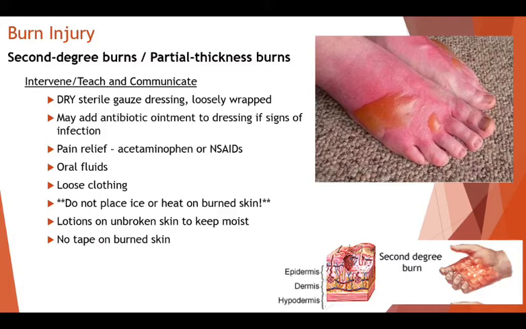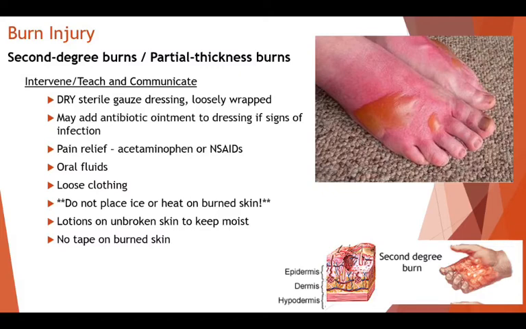Dry, sterile gauze dressing, and that includes a Band-Aid. Band-Aids are dry dressings and they have sterile gauze, but it says no tape over burned skin. So on this foot, if you have a tiny fingertip burn from the stove, that can be bandaged, but otherwise you'd probably want to get some sterile gauze, loosely wrap it on there, and it's dry gauze because this is going to be a weeping wound if it opens, and you'd want something to absorb that serous drainage.